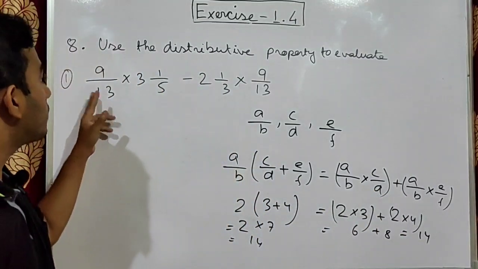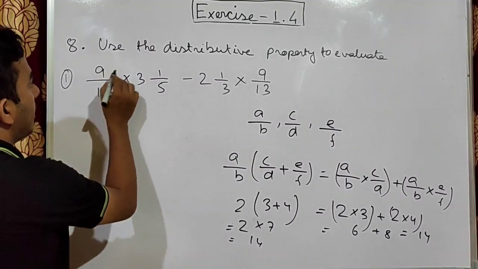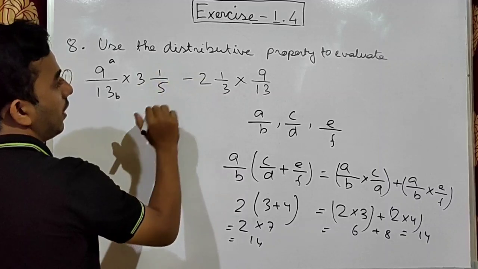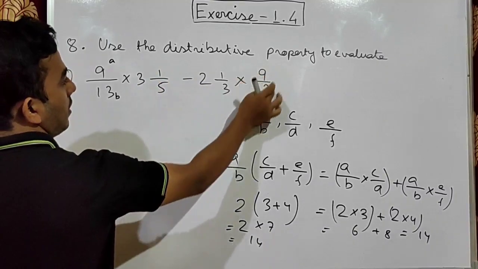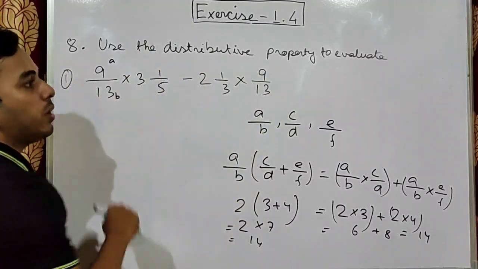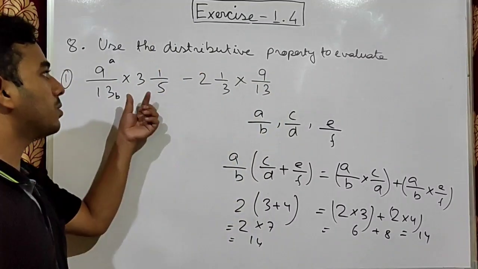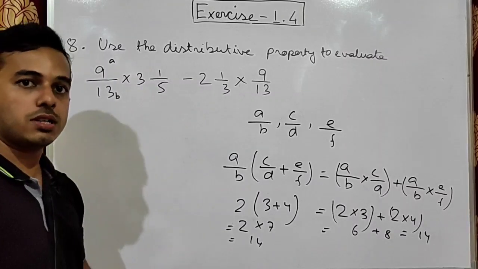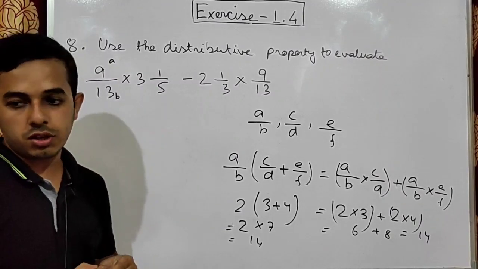Now look, we have this form. So consider this is a by b, this is c by d, and this is e by f, and this is a by b. Now if we take common this part, that is 9 by 13, we can take common, right? And then if we subtract this part from this and then multiply, we will get our result. Clear? Okay, so let's start.